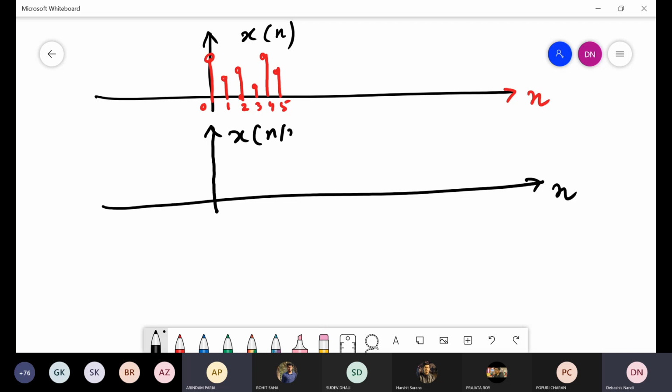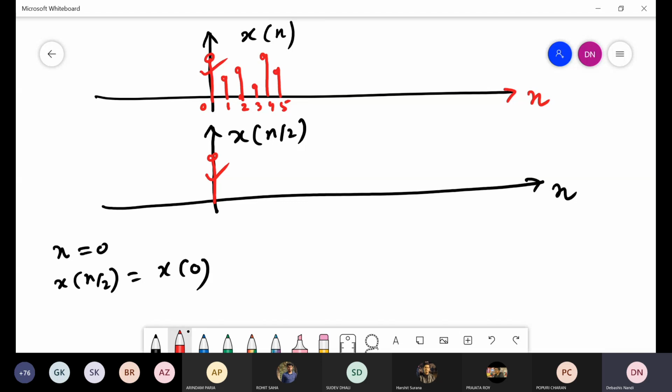X[n/2]: then what will be the shape of the signal? For n equal to 0, start from this. At n equal to 0, x[n/2] is actually x[0]. Now you know what is the value of x[0]. For example, this x[0] is this value. So at n equal to 0, you will get this sample here. So this sample is this sample.